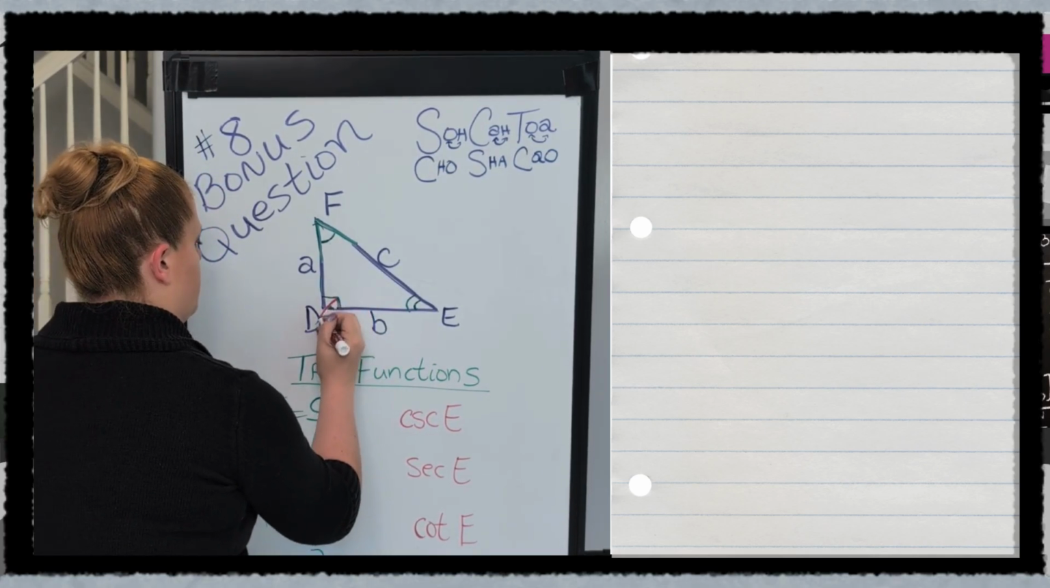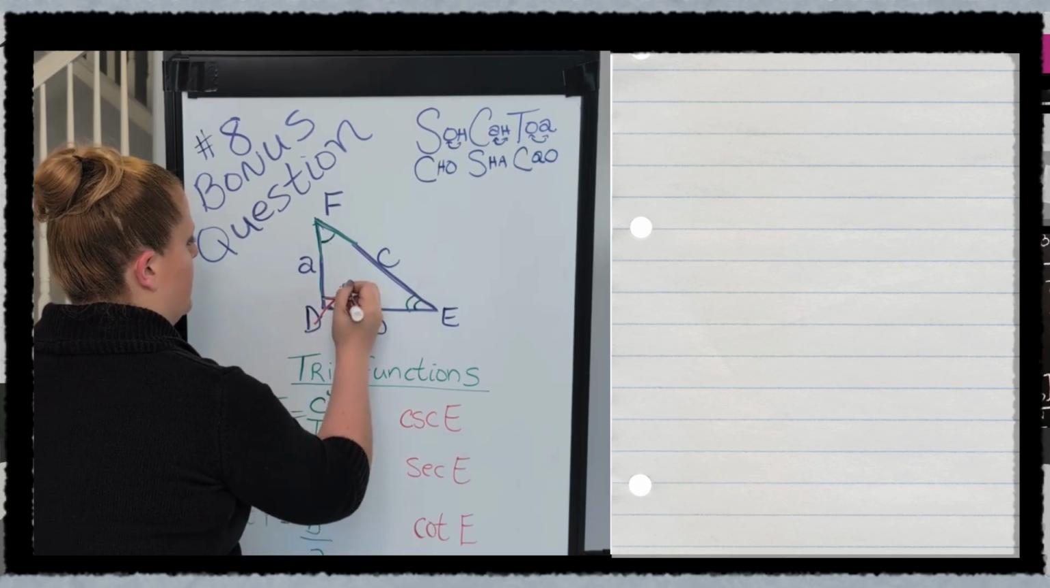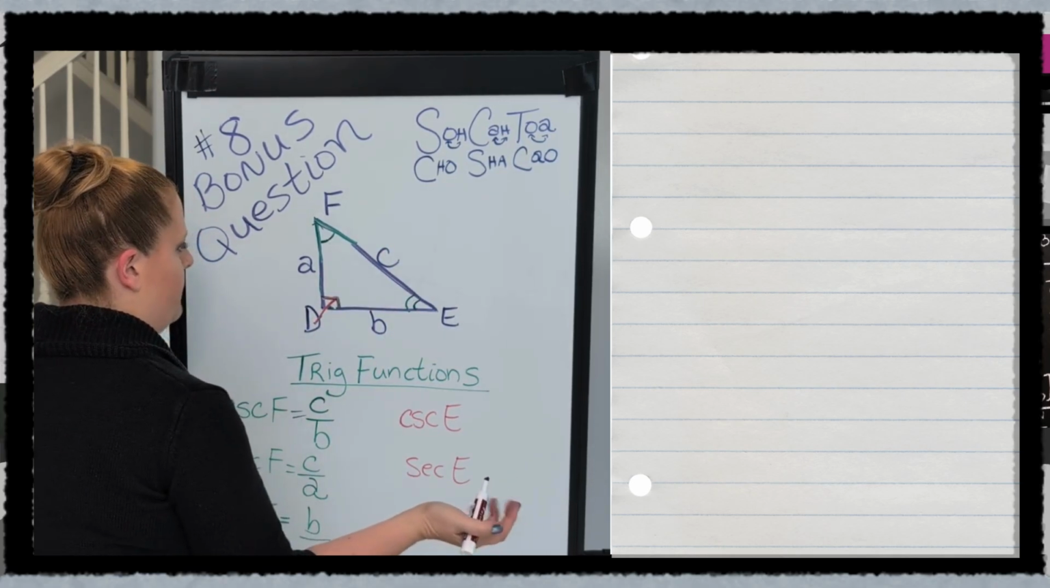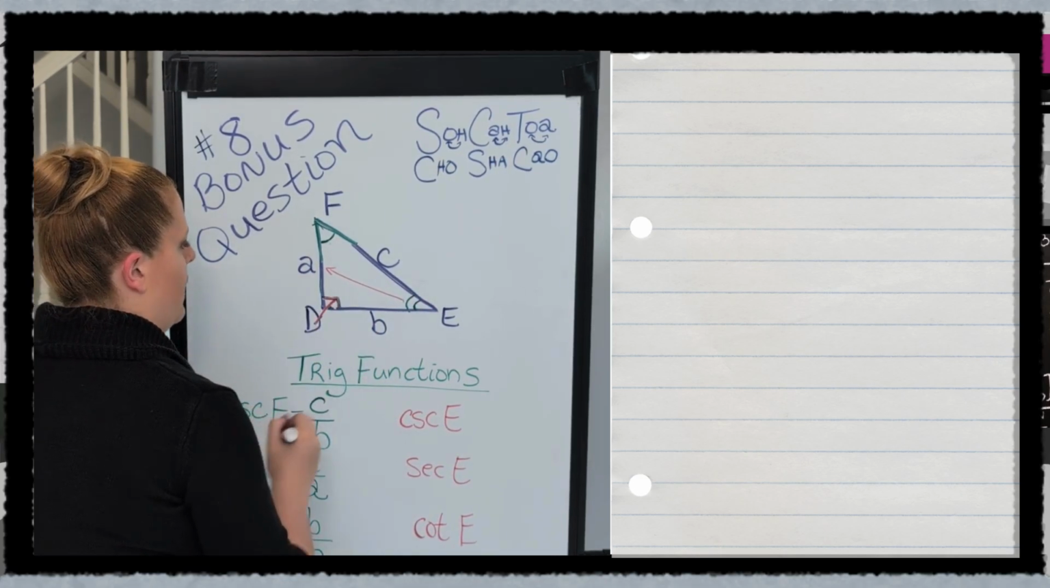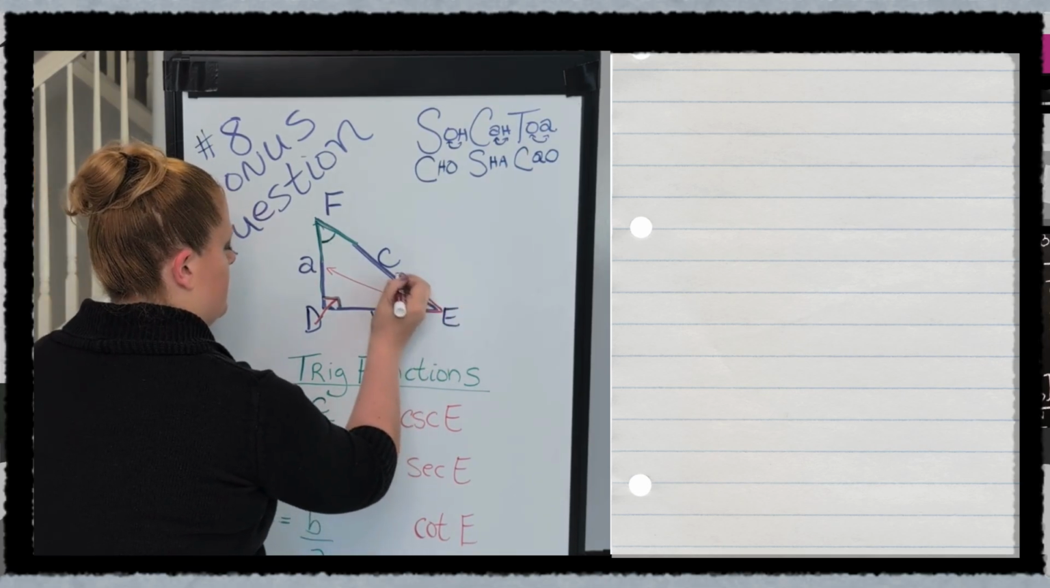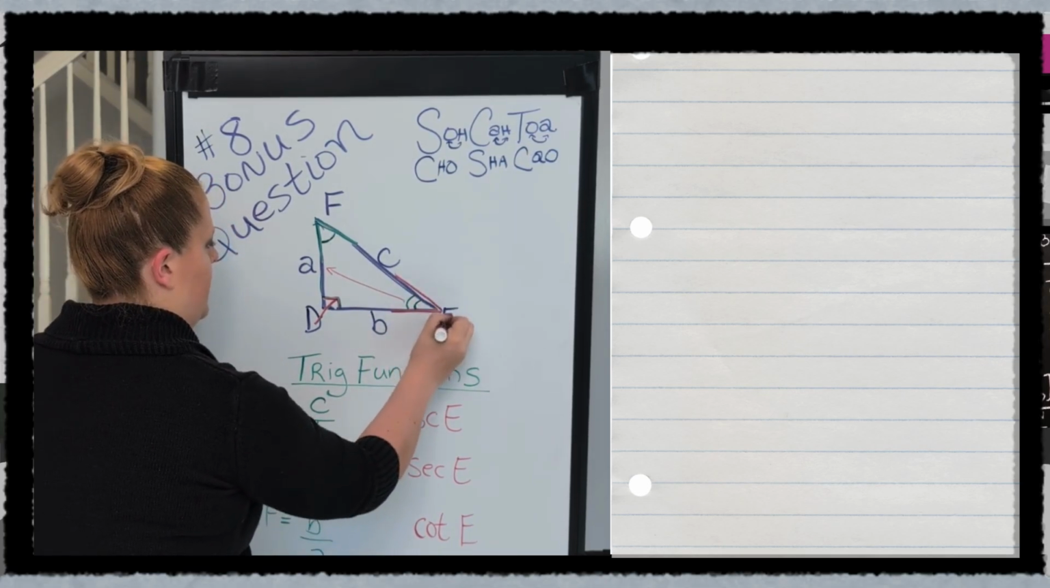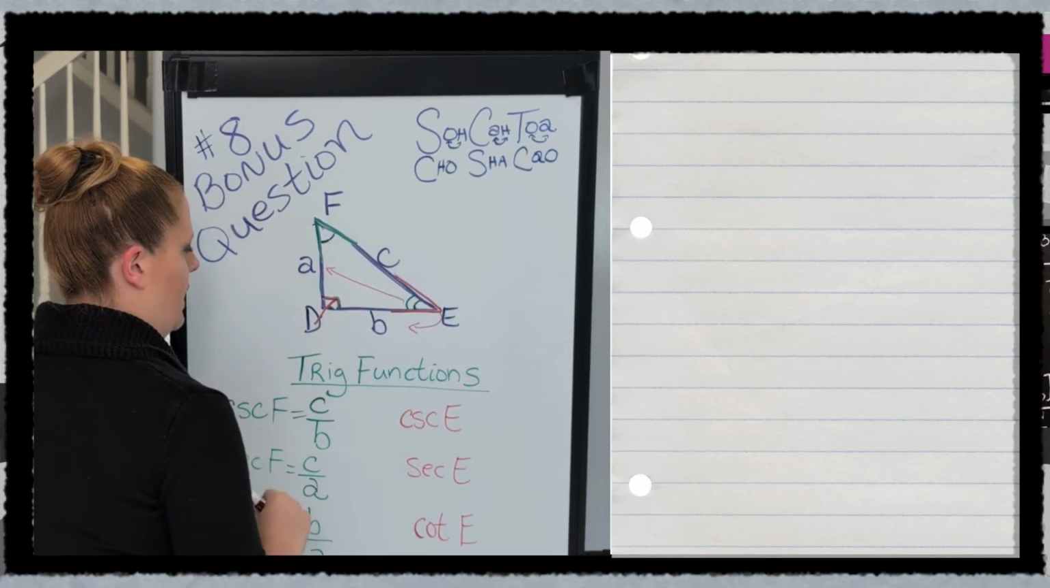Just a personal preference. Now our hypotenuse stays the same anyway. It's going to be C. But now our opposite comes over this way. Our adjacent is now B. We touch the hypotenuse and B.